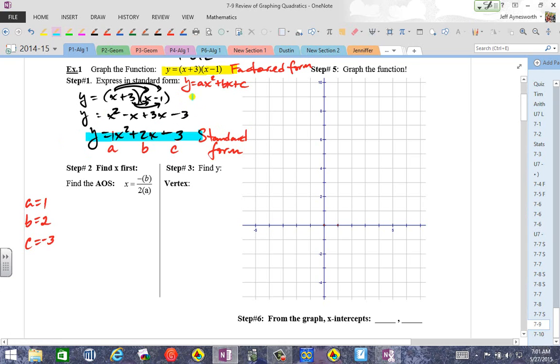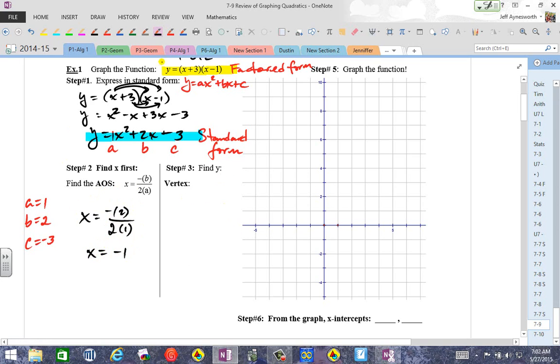Right there. So let's go ahead and find not only the axis of symmetry but also the x-coordinate of the vertex, and it's always found by taking the negative of b, so negative of 2, divided by 2 times a, which is 1. Well, that's negative 2 divided by 2, which is negative 1.